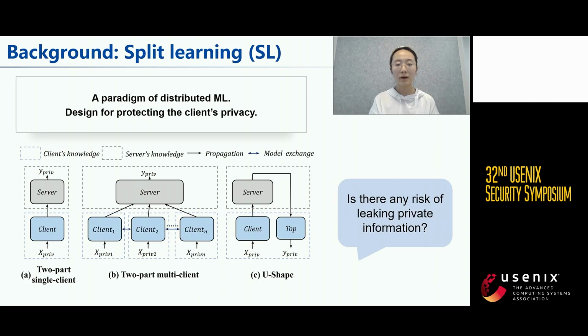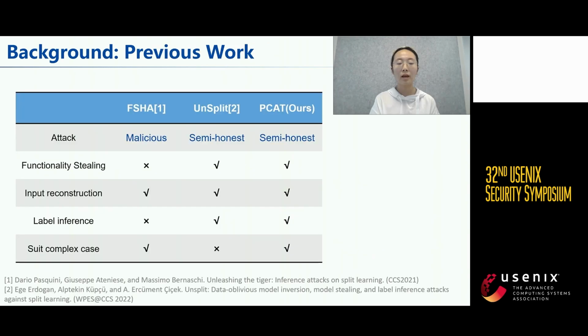This seemingly provides privacy protection for the client's data. But is that true? Is there any risk of leaking private information? Previous studies have demonstrated potential privacy leakage in split learning. For example, FSHA proposed a malicious server that could hijack clients and extract essential features from their raw data.